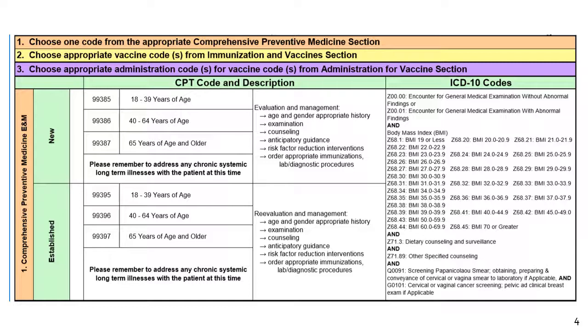Now remember that these codes include all of the following in them, so do not bill separately: history, exam, counseling, guidance, risk reduction, interventions. You can bill for immunizations as well as appropriate screening tools, but remember, insurance will not pay for it as part of a preventative care visit if the diagnostic is not considered part of the routine screening.